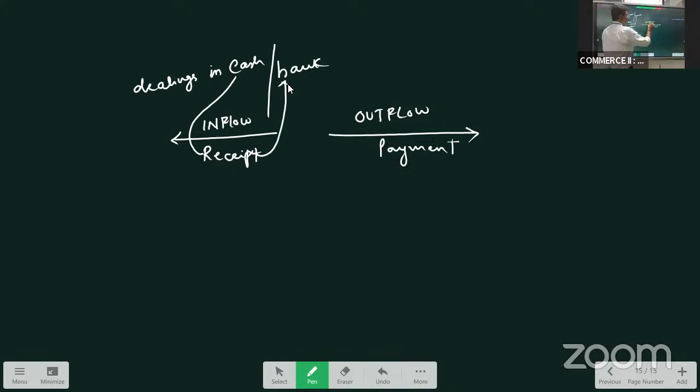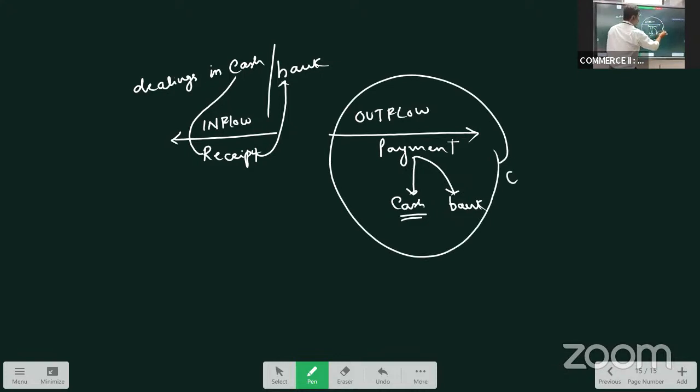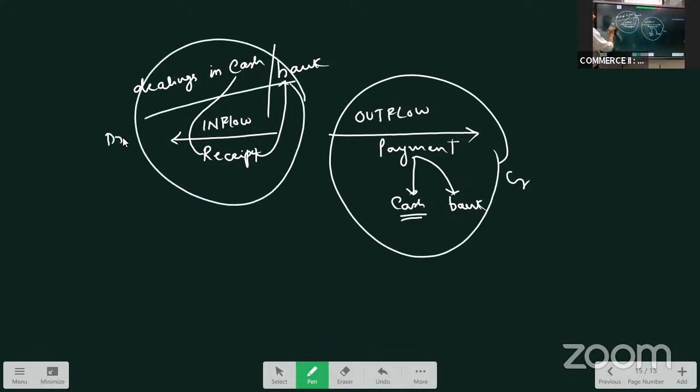Similarly, if there is an outflow, if the payment is made in cash, hard currency, let us say, currency payment, take it in the cash column. If you are making a payment through a check, take it in the bank column on the credit side. This is on the credit side. This is on the debit side.